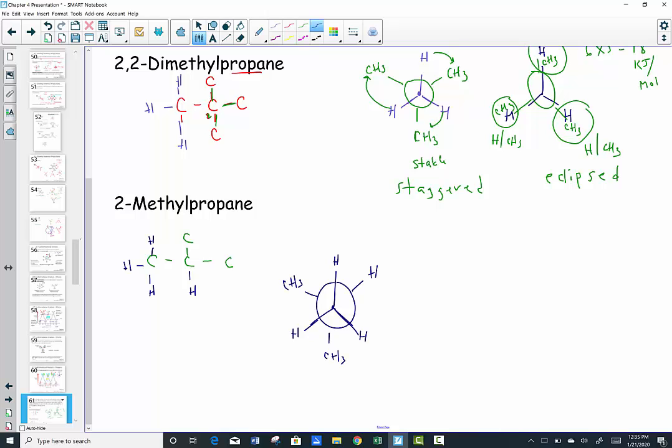Now that looks like the most stable conformation because I've gotten those methyl groups as far apart from each other as I possibly can from those hydrogens. But let's spin this 60 degrees. And when we spin 60 degrees, we're going to stack those atoms on top of each other. So hold the front carbon still.